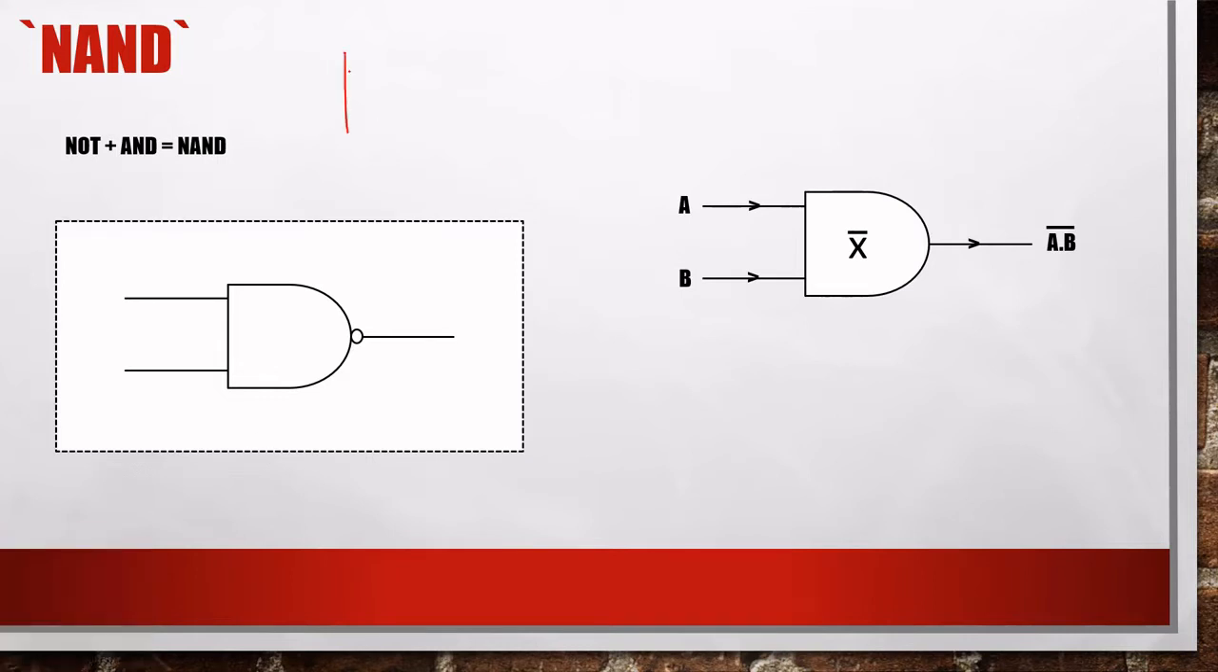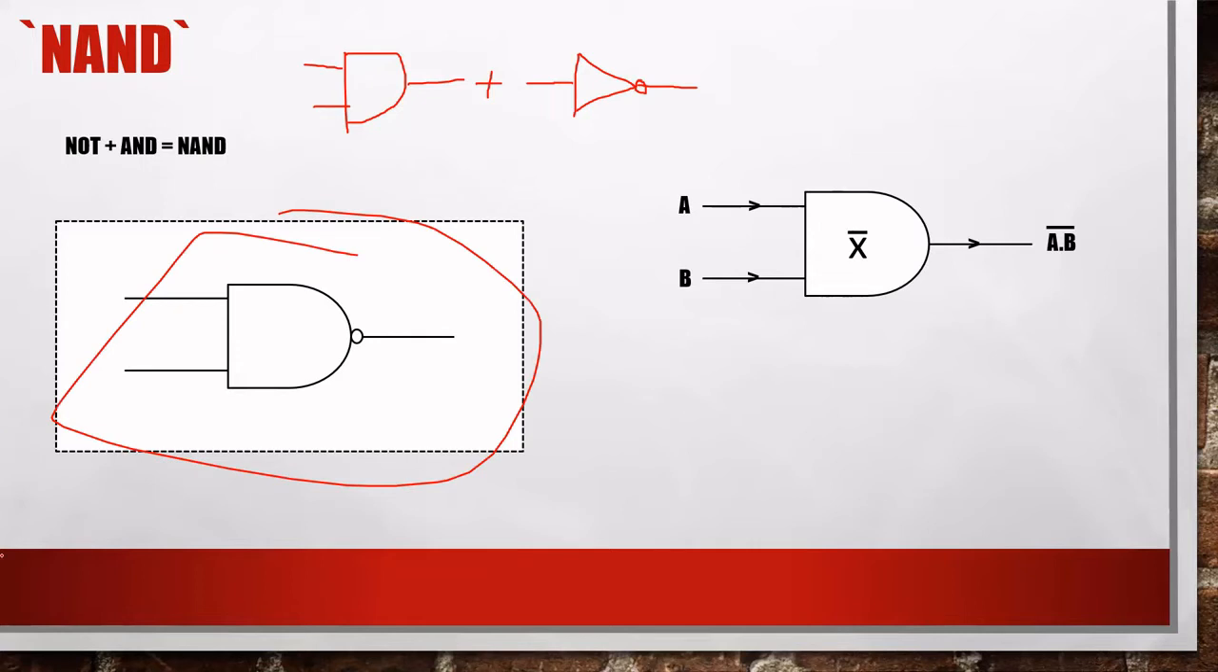The usual AND operator is something like this, the semi-oval shape. And if you have gone through my part 1 video, you will see the NOT operator is something like this. So the NAND operator is the combination of these two, and finally you get this new symbol.